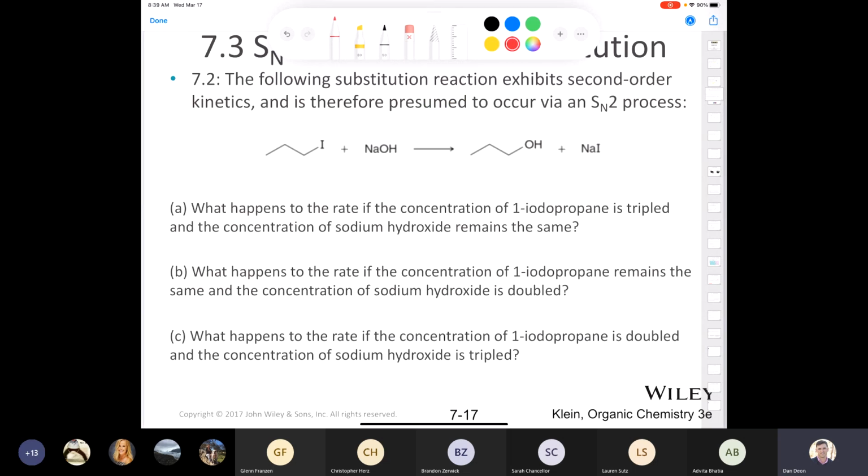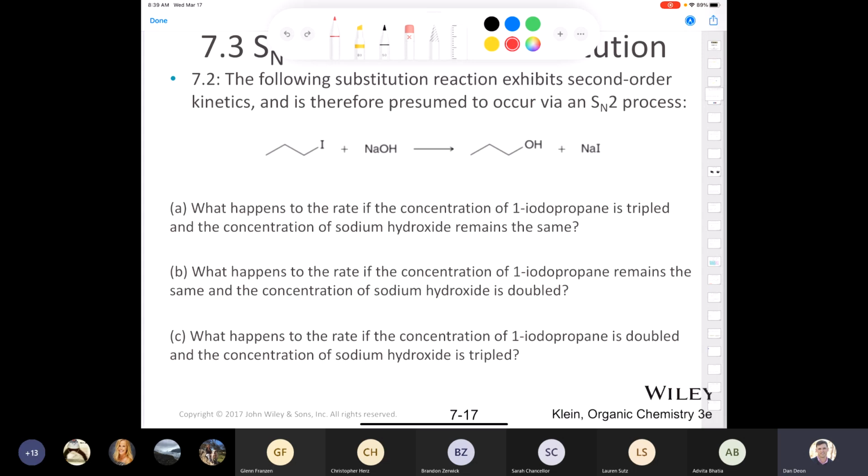So we have 1-iodopropane or propyl iodide. And it says here, the following substitution reaction exhibits second-order kinetics. So that tells us that it's an SN2 reaction. And here it is. So we have propyl iodide. We're reacting with the sodium hydroxide. We make this molecule called 1-propanol, and then we end up with the salt sodium iodide.